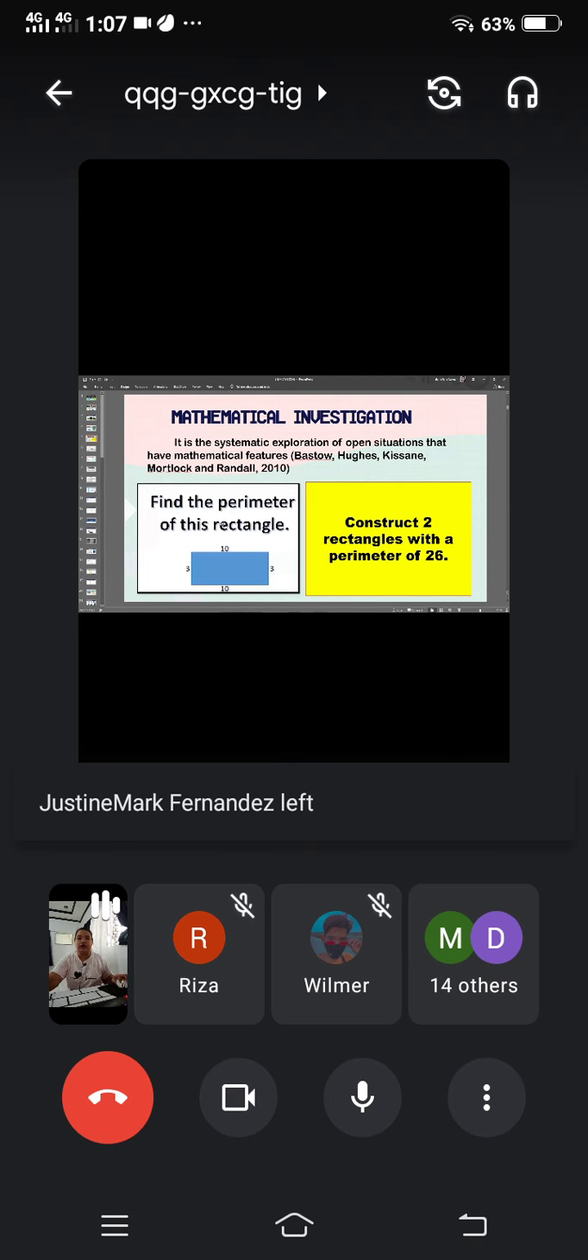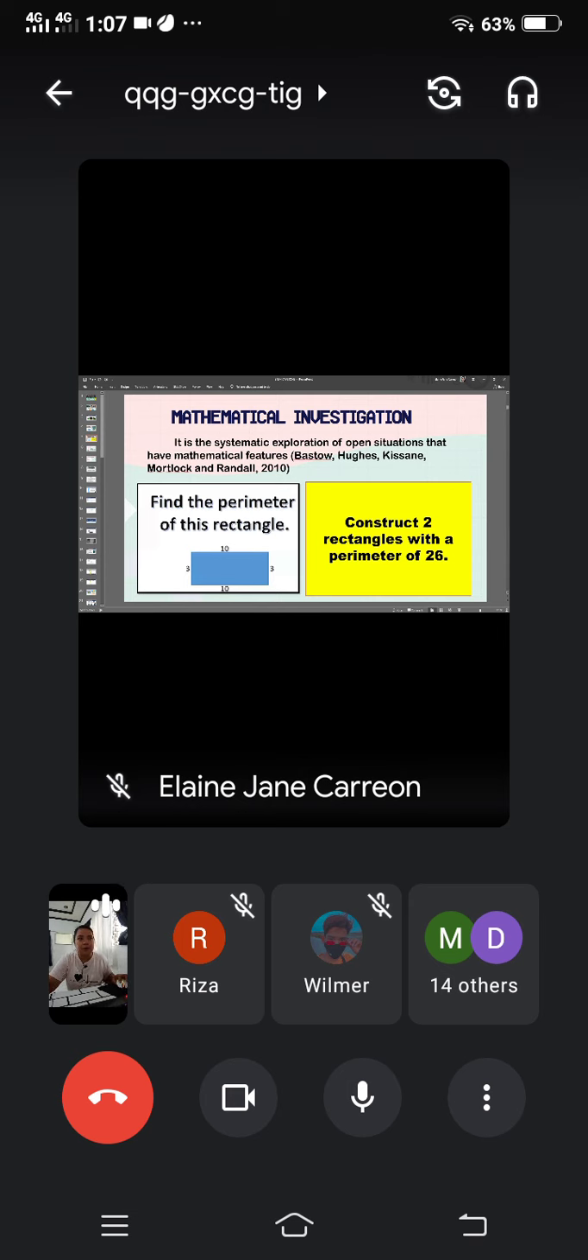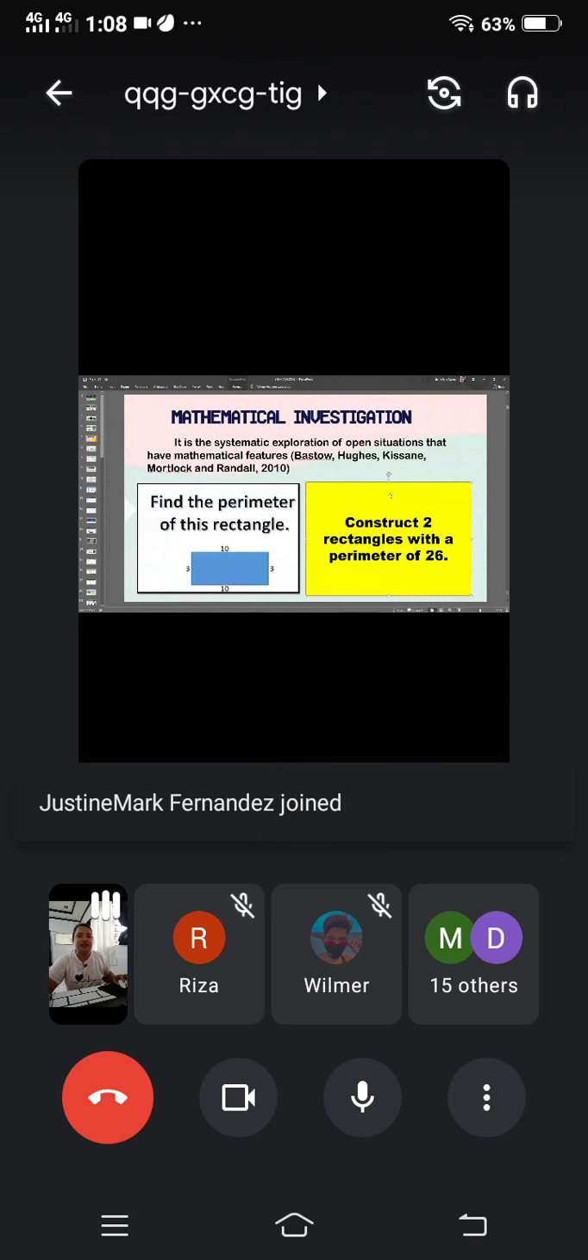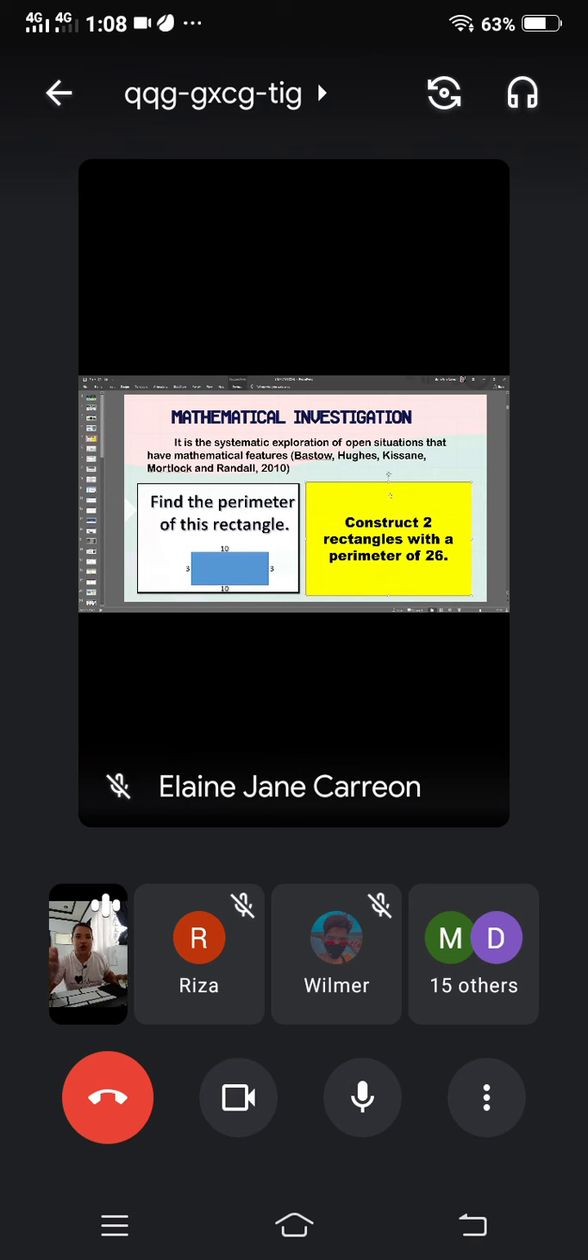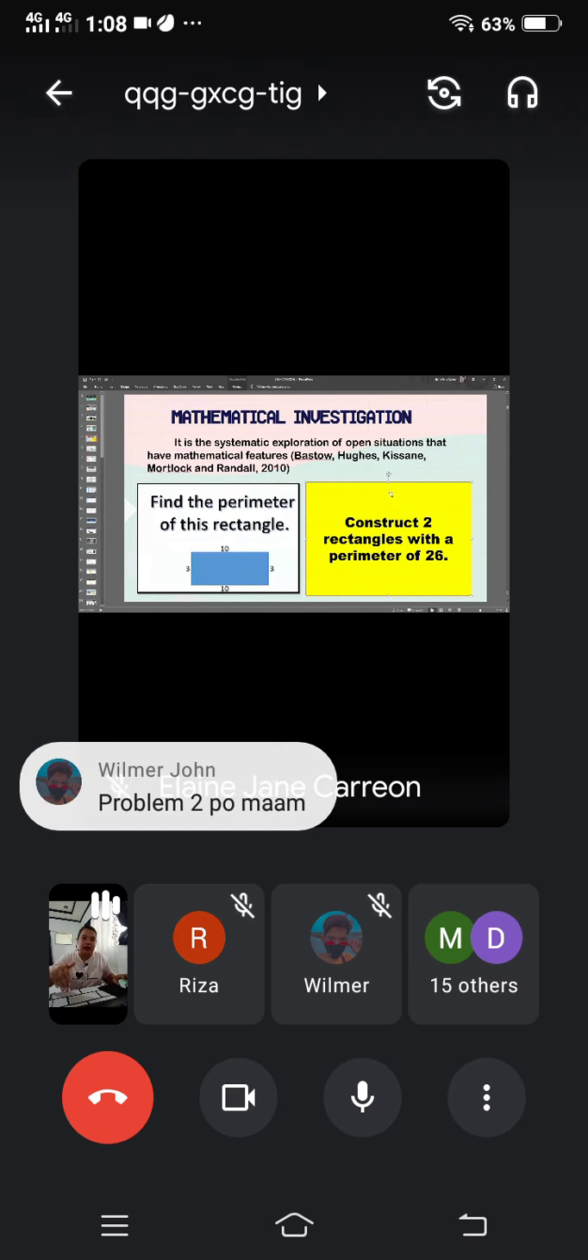So can you see the two boxes with two distinct problems? Try to compare the two situations. Which do you think will let you think more? Is it, find the perimeter of the rectangle with a width of 3 units and a length of 10 units? Or the second box, which says, construct two rectangles with a perimeter of 26? So which of the two situations will let you think outside the box?